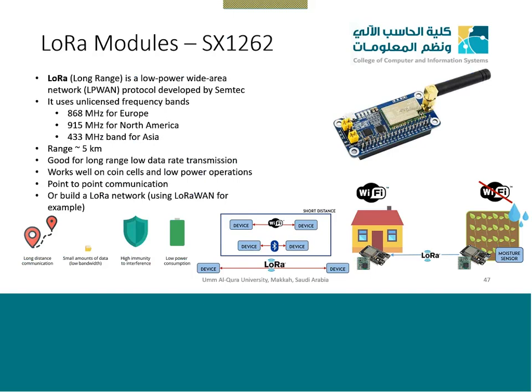Then we have the long range modules. These are used in applications which are wider. You can see in the pictures here. If you have an application where the data range is a problem, we use these devices. For example, if we want to detect the moisture of our crops in the field.